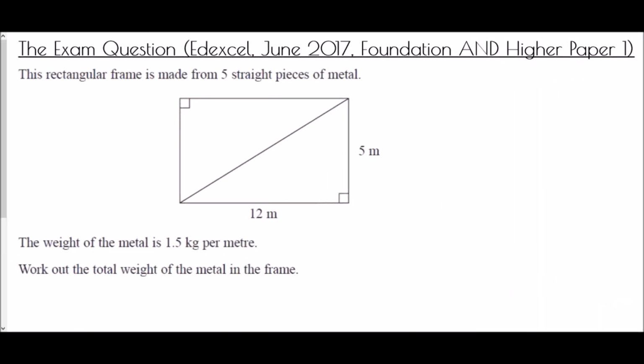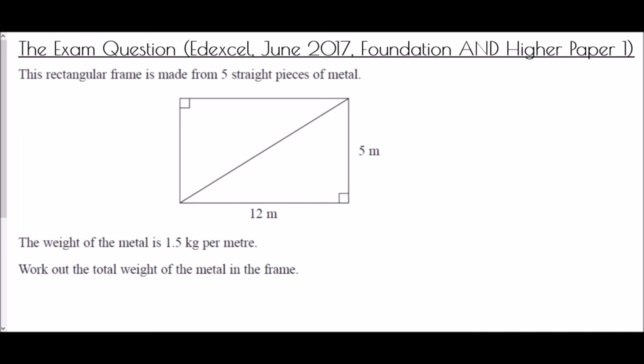And so we end with our exam question, and it came from the Edexcel paper in June 2017. It was on Foundation and Higher paper 1. Now, two things to unpack from that. It was Foundation and Higher, so this is a grade 4 to 5 topic, and it's paper 1, meaning it's a non-calculator question, so we're going to have to deal with our square numbers all out by ourselves here.